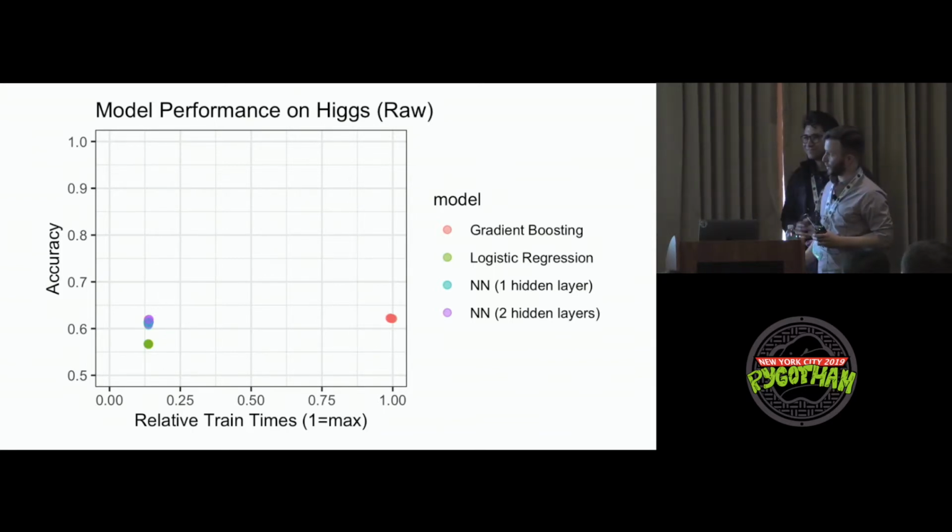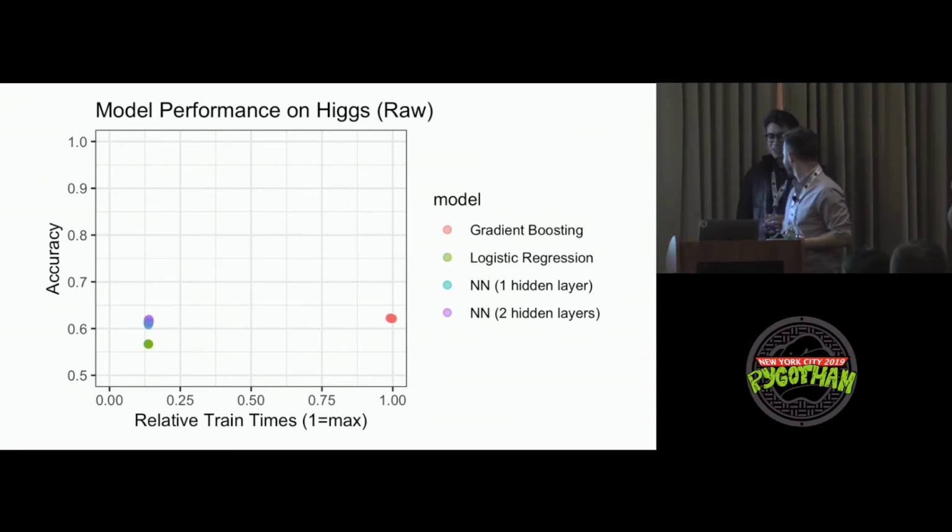So logistic regression does better than 50%. Neural networks, whether 1 or 2 hidden layers, do reasonably, and gradient boosted trees do just as well if you ignore the fact that it takes 8 times as long to train. But hey, physics is important. Run it overnight, go to sleep, wake up the next day. That's what we did. That's fine.